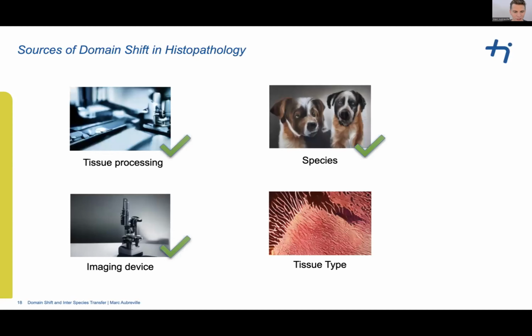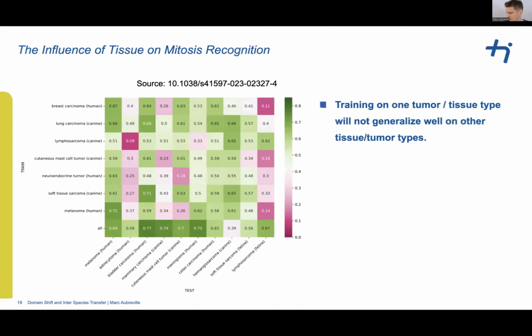And finally, we want to talk about the tissue type. We just ran some experiments that were just accepted by Scientific Data. The DOI that you see here on top is not yet available, but it will be very soon, hopefully, if Springer does their job quickly. What you can see here is that if we train on some tumor domains, like neuroendocrine tumor, lymphosarcoma, lung carcinoma, and so on, and we test this against an independent set, which was here the MIDOG 2022 test set, actually the successor of the 2021 challenge, then you can see that it's also varying very, very strongly. So training on one tumor and tissue type will not generally generalize well to other tissue and tumor types.